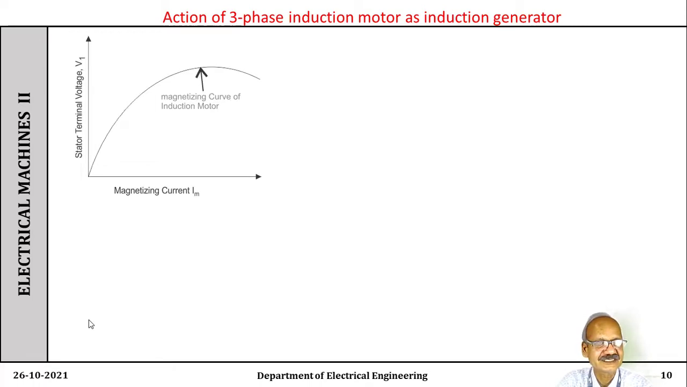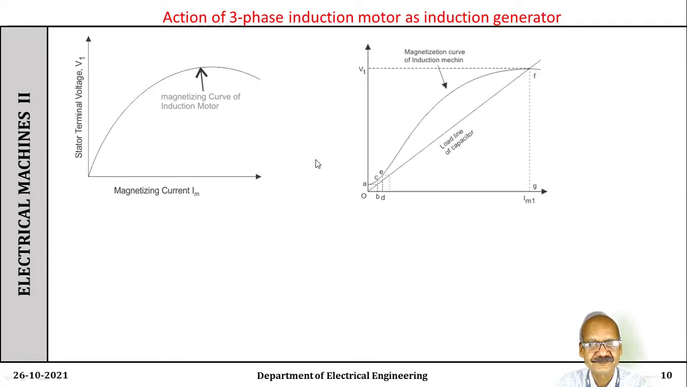Now see, this curve shows the stator terminal voltage on the y-axis and the magnetization current on the x-axis. That is the magnetization curve of the induction generator. It is somewhat similar to the synchronous generator, or it is similar to the DC generator also. Now try to understand this one.